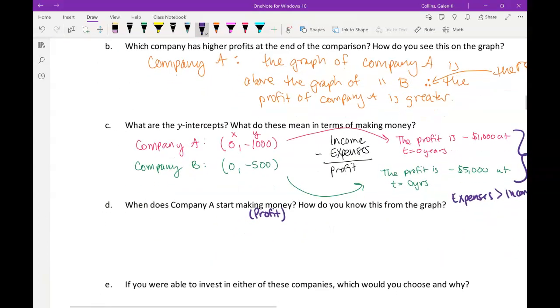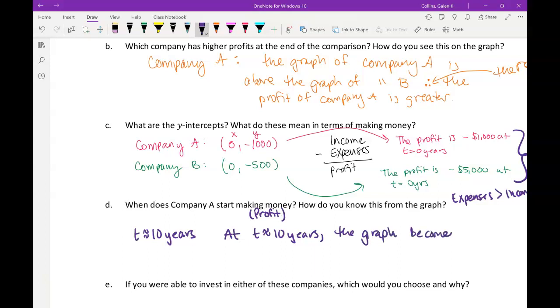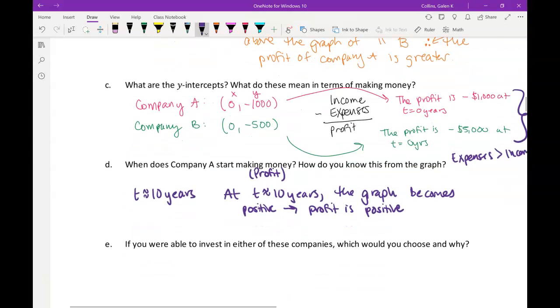So we could answer this and say around where t is about 10 years. And how do we know this from the graph? Well, at t is approximately 10 years, the graph becomes positive. And so that implies that profit is positive, meaning that we are now making more money than we're spending.